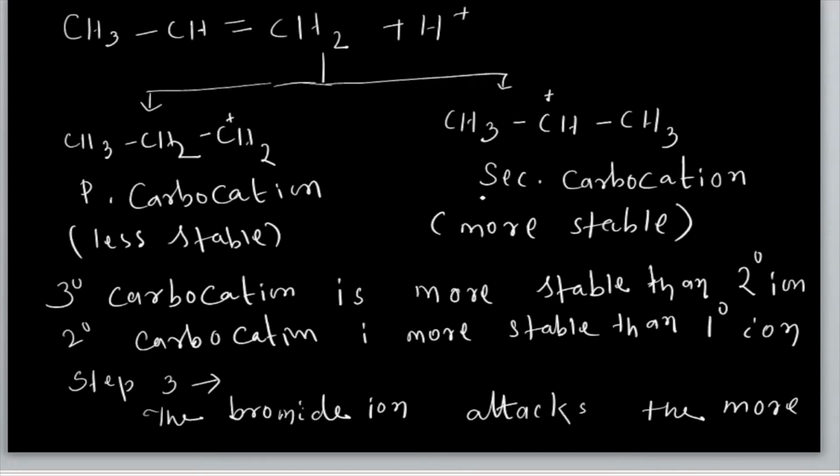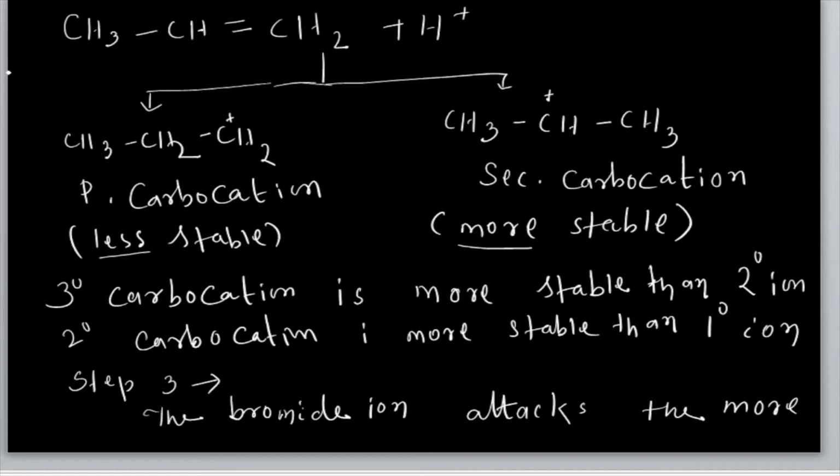Now see, there are 2 carbocations possible, available and produced: secondary carbocation and primary carbocation. So which is more stable? Just now I told you secondary carbocation is more stable. It is more stable than the primary carbocation. Can you recognize which is primary carbocation and which is secondary carbocation?